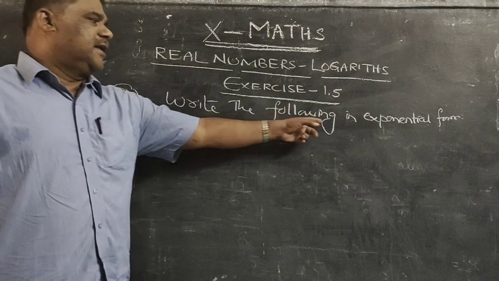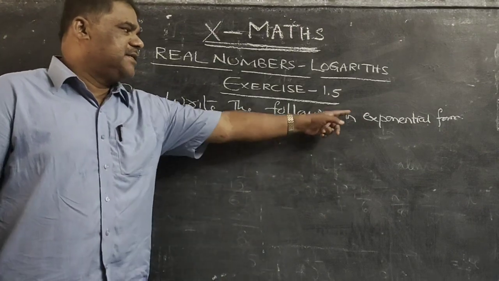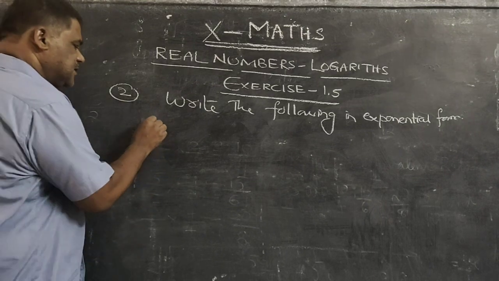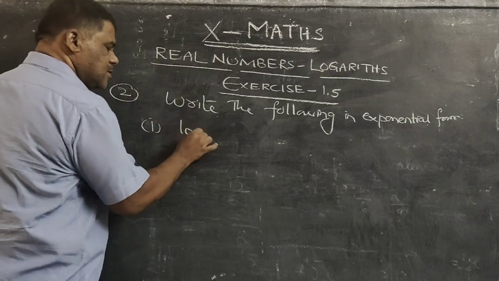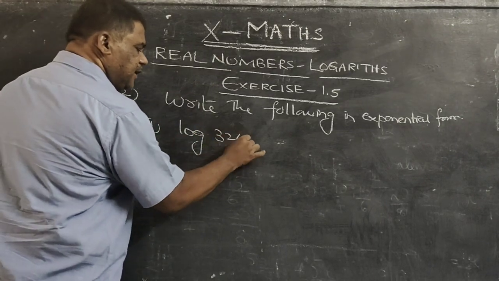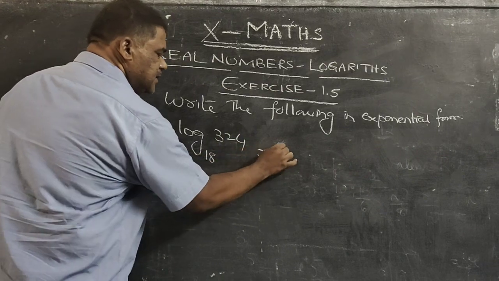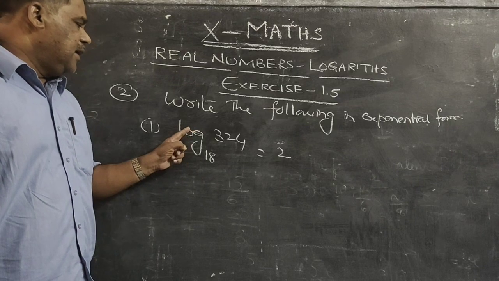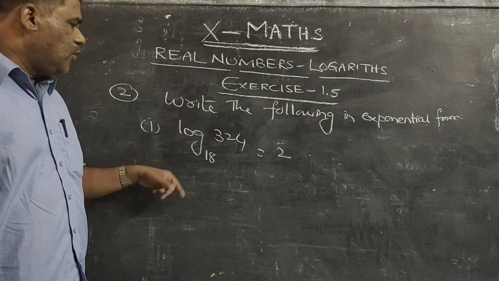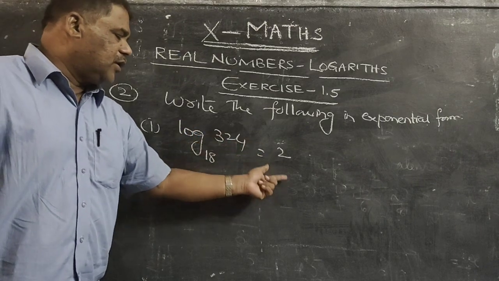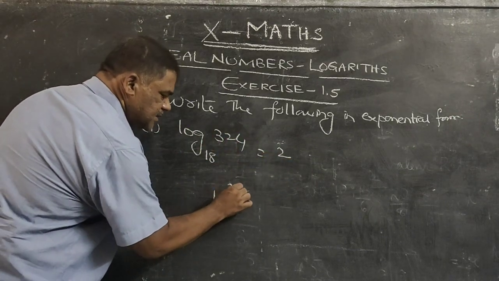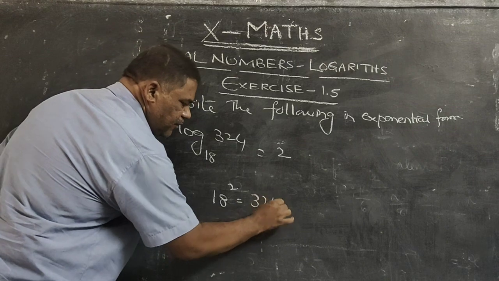Now, here logarithm form is given. Now we should write in the exponential form. First one, logarithm of 324 base 18 is 2. The same rule in logarithmic form, if you remove logarithm, 324 comes here, 2 goes there. That is 18 square is equal to 324.